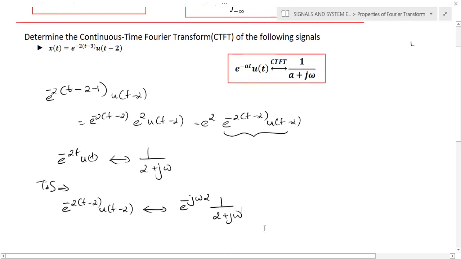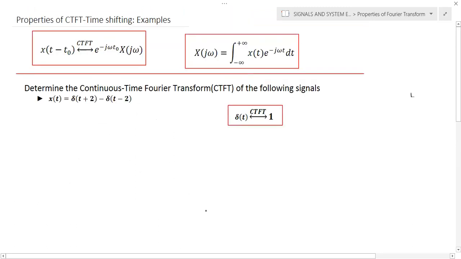And in this particular question, we need to multiply the given time signal with e square. So here we need to multiply with e square in the time domain, and in the frequency domain, e square. So the final result will be e square e raised to minus j omega 2 by 2 plus j omega. So this is the final result.